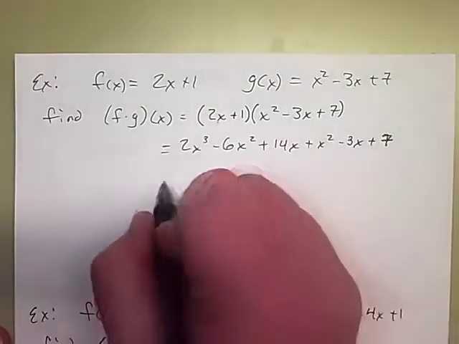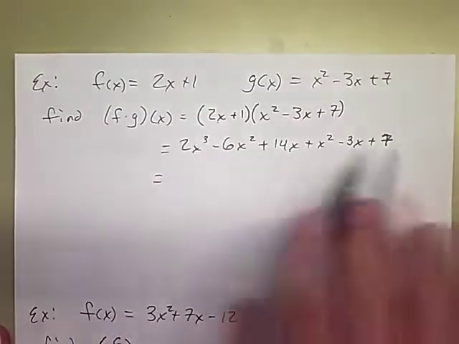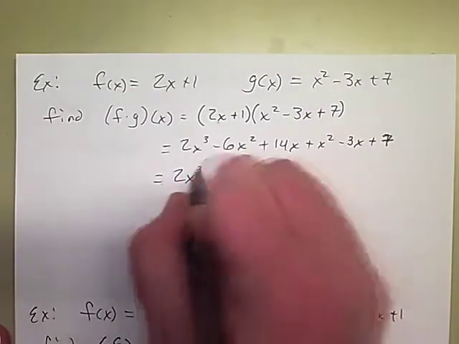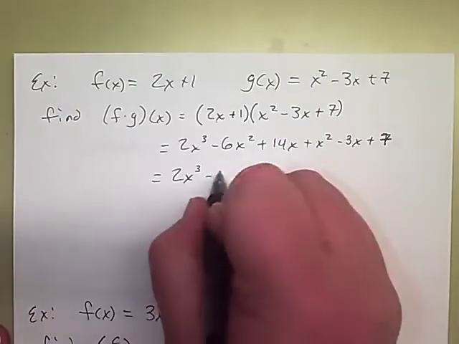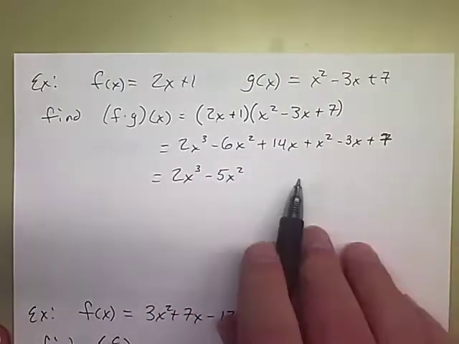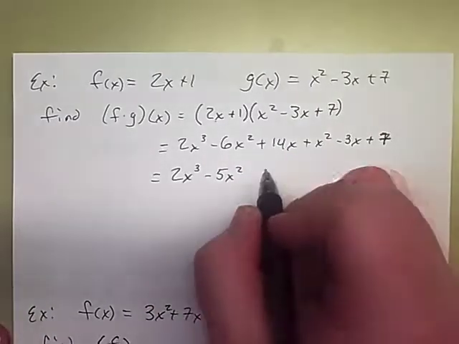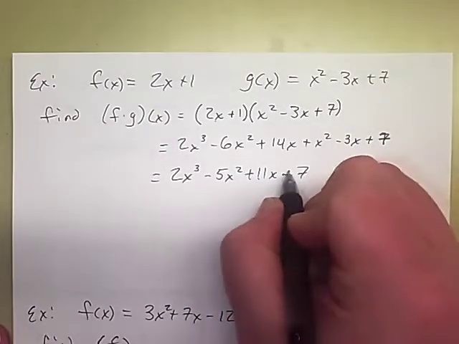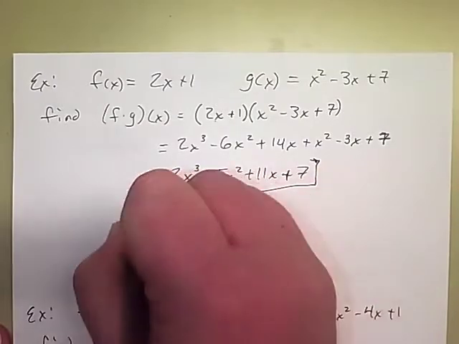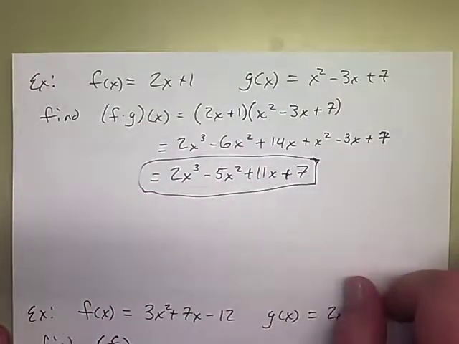And now I just got to combine my like terms. Starting with the largest exponent, I have 2x to the third. A negative 6x squared plus 1x squared is minus 5x squared. 14x minus 3x is a positive 11x. And then just the 7. And that is as far as I can take it.